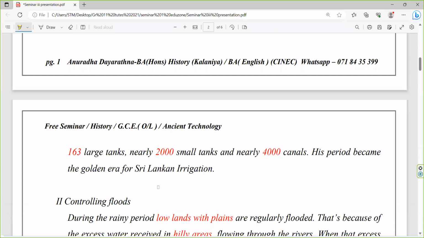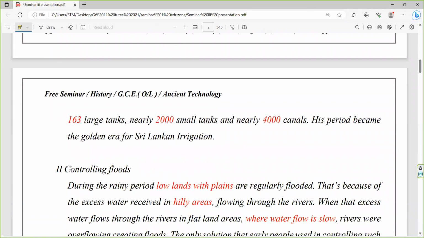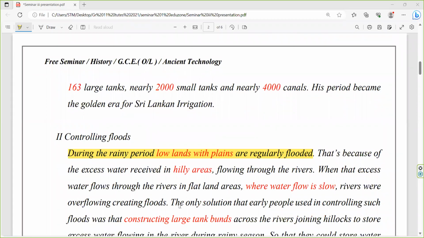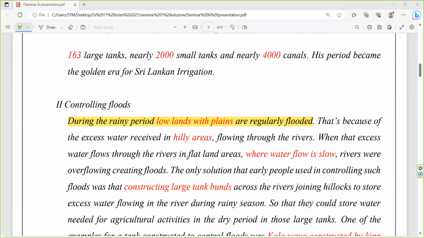Second heading, controlling floods. Now see, when you write this heading, you are given one more point. During the rainy period, lowlands with plains are regularly flooded. So you have to tell why this process was needed. That's because of the excess water received in hilly areas. When that excess water flows through the rivers into flatland areas where water flow is slow, the rivers overflow, creating floods.